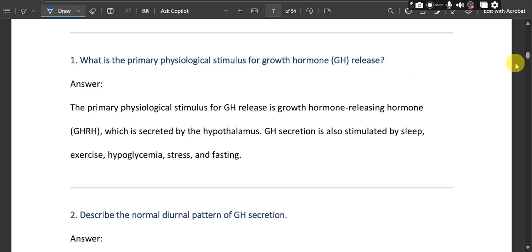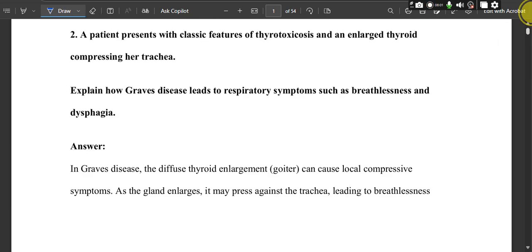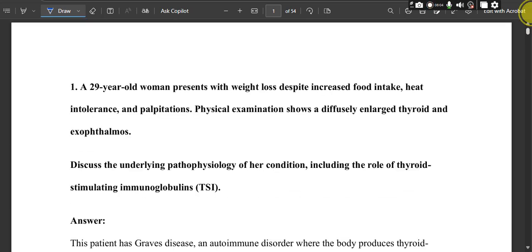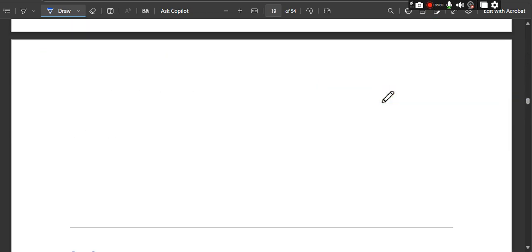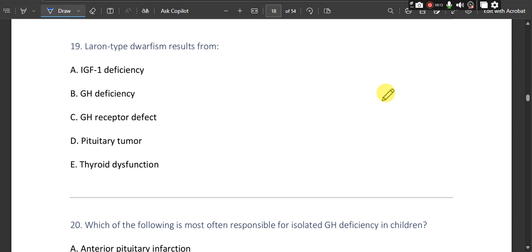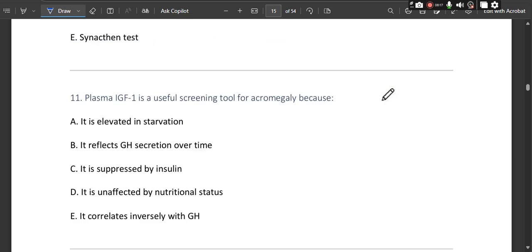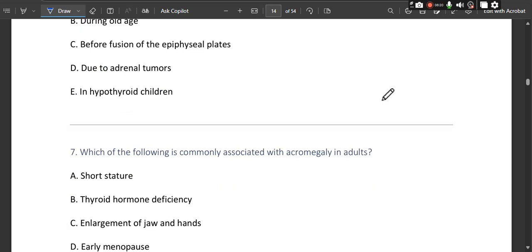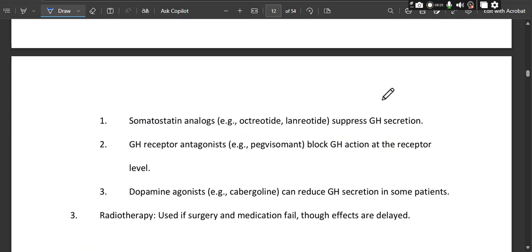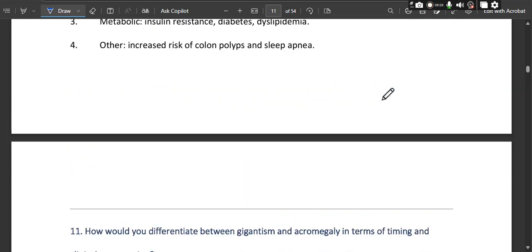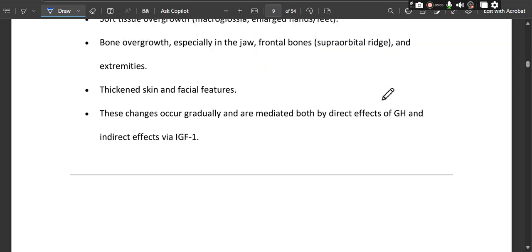So the primary, let's see, are these the questions we're supposed to do? Let's see again. I think these ones, they're up here. Okay, question 7 going down.